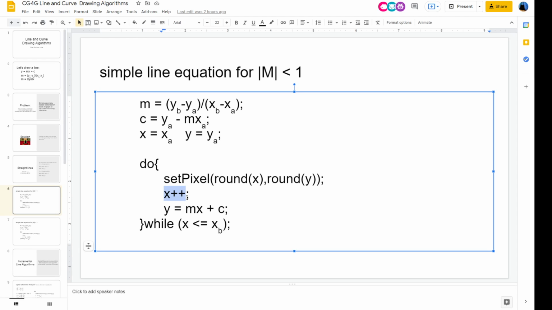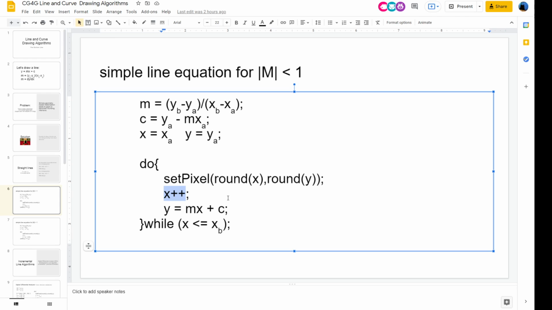Now, you may need to convert. We're assuming here we're in the world of pixel coordinates. Every 1 is a pixel, 2 is a pixel, 2.5, who knows what that is, the boundary between two pixels, but we're not going to worry about that. So in this case, we increment x as we loop through, starting the line at xa and moving all the way to xb, pixel by pixel.